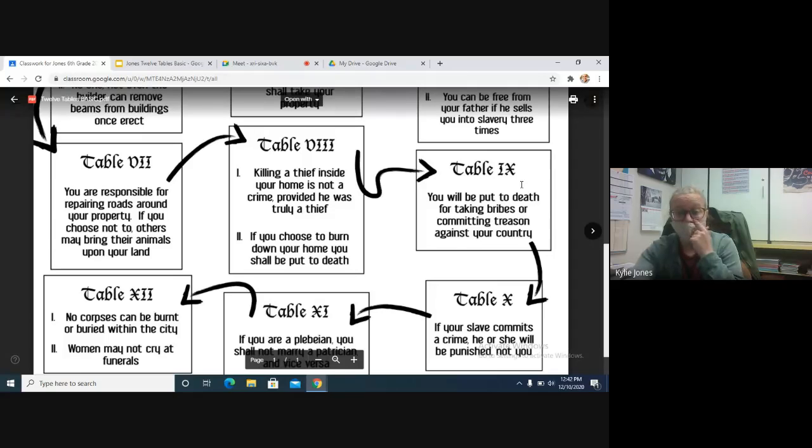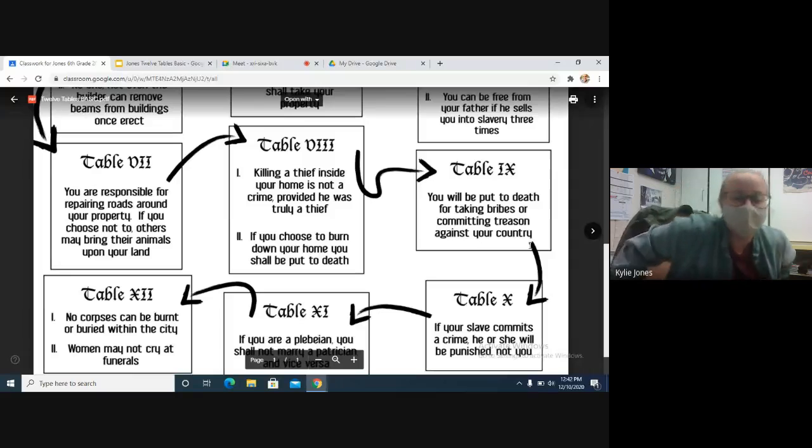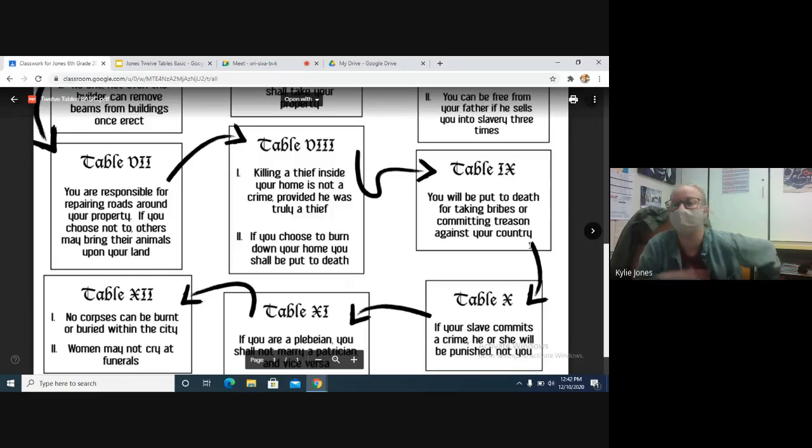Table number 9. You will be put to death for taking bribes or committing treason against your country. Do you guys know what treason means? Good. Treason is when you betray your country. You give away secrets that only people in your country should know, or government secrets are traded to a different country. So treason is when you betray your country, which makes sense that you would be put to death for.